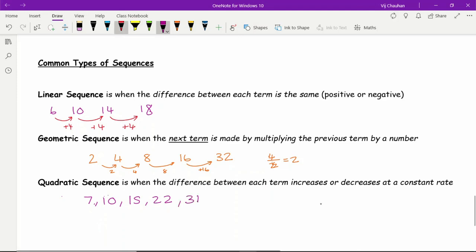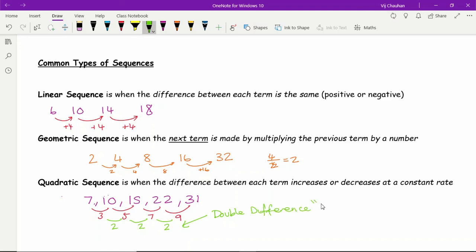Now if we look at the difference between each of these numbers, the difference between 7 and 10 is 3, 10 and 15 is 5, 15 and 22 is 7, and 22 and 31 is 9. And then if we look at the difference of the difference, we can see that there is a constant increase of 2. What I tend to call this is the double difference. It's the difference of the difference.